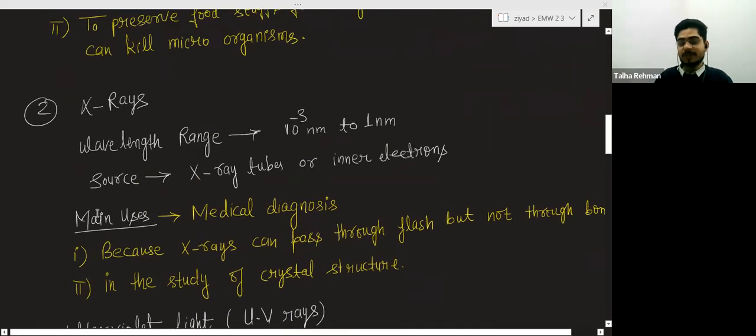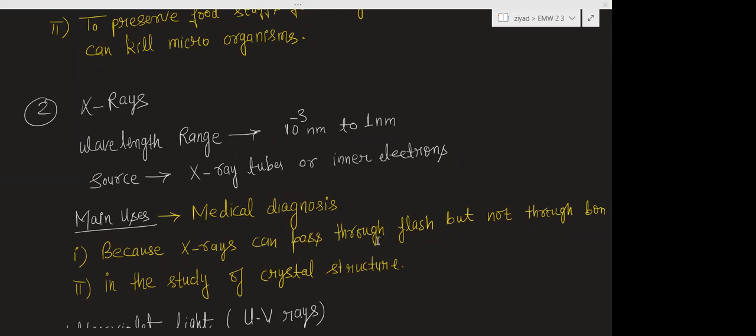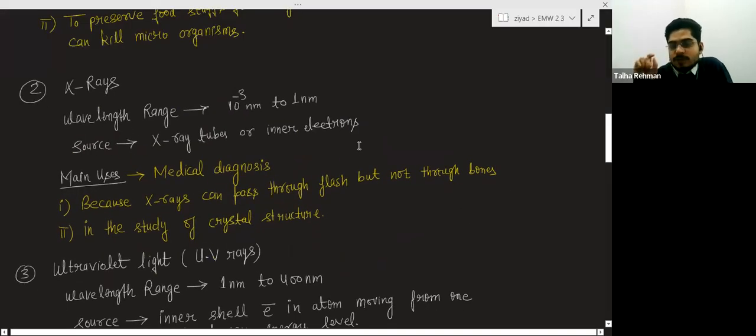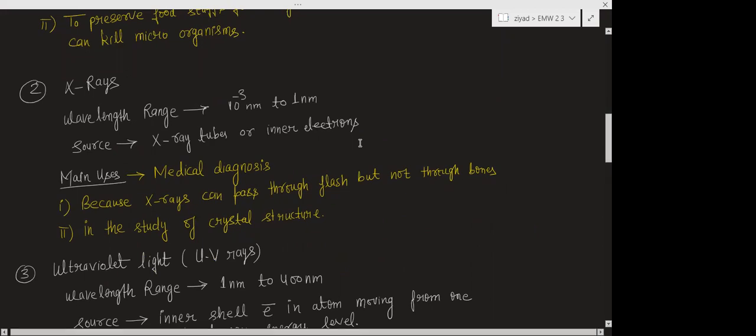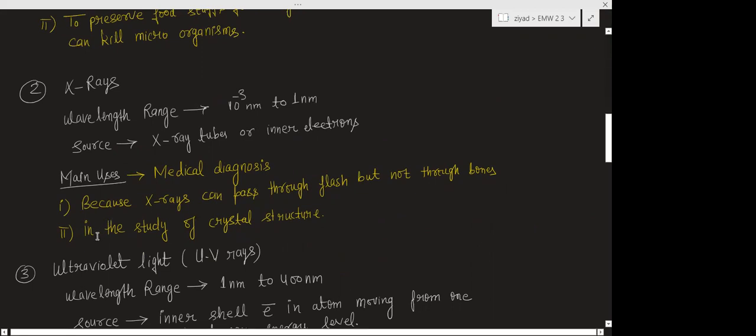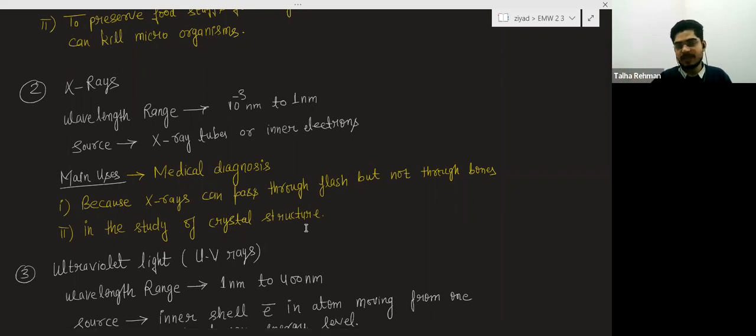These uses the examiner will ask you mostly in exams. So the main use of X-rays is medical diagnosis, because X-rays can pass through flesh but not through bone. So if the X-ray falls on the bone and there is a fracture somewhere in the bone, then that will be detected by the X-ray. And another use is in the study of crystal structure. If you want to see the internal structure of any material, then we can also use X-ray.